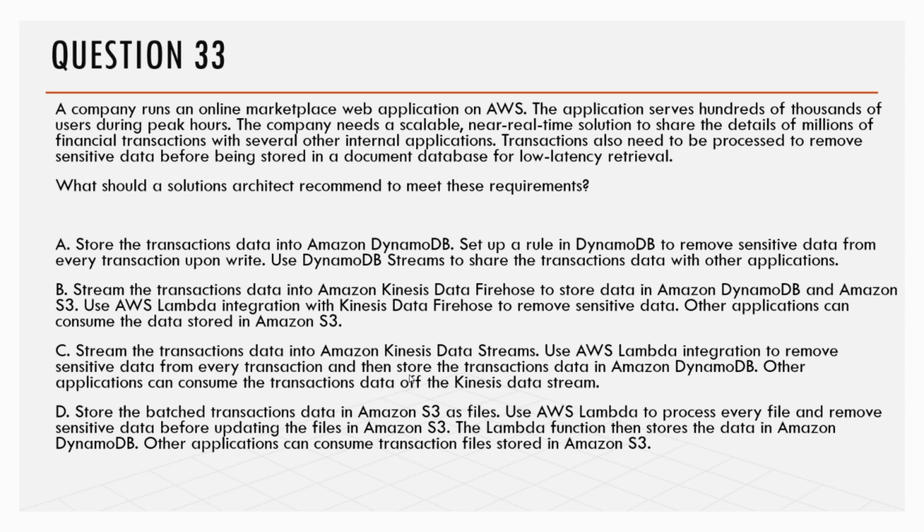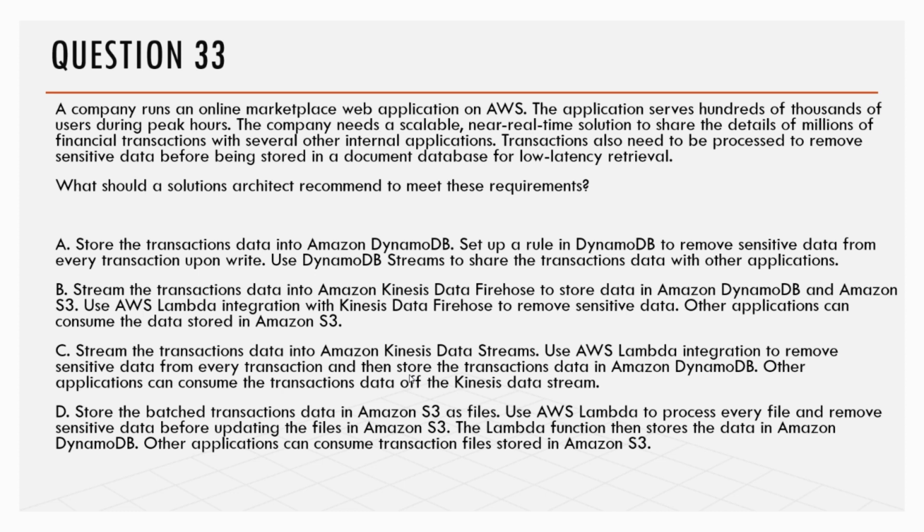And the options are: A, store the transaction data into Amazon DynamoDB, set up a rule in DynamoDB to remove sensitive data from every transaction upon write, and use DynamoDB Streams to share the transactions data with other applications. Option B, stream the transactions data into Amazon Kinesis Data Firehose to store data in Amazon DynamoDB and Amazon S3. Use AWS Lambda integration with Kinesis Data Firehose to remove sensitive data. Other applications can consume the data stored in Amazon S3.